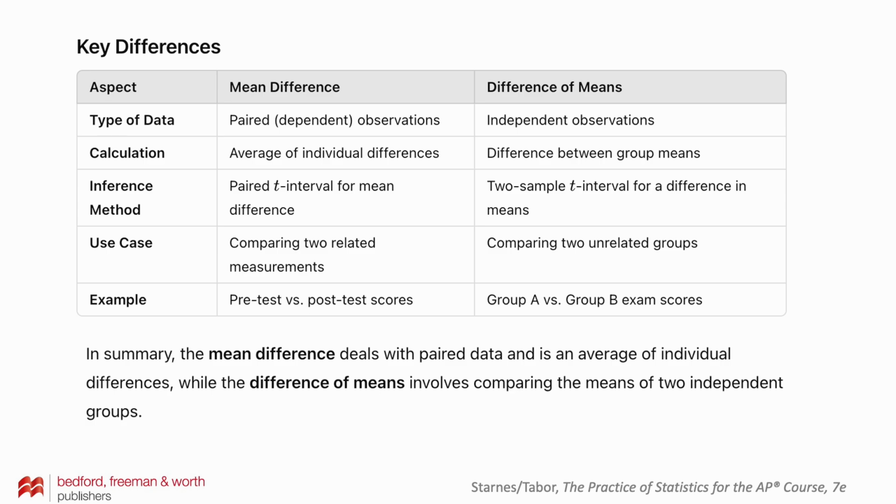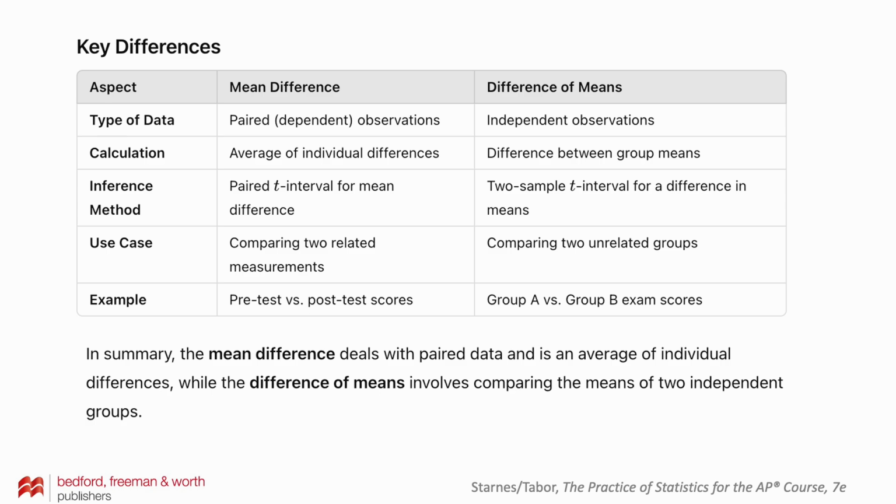When it is a mean difference, we're talking about paired, dependent observations versus a difference of means, or independent observations. So think about the mean difference as the twins and the difference of means as independent groups. Remember the northern region and the southern region. The calculations: we're going to find the average of the individual differences versus the difference between two groups.